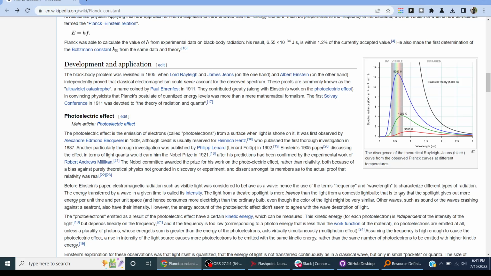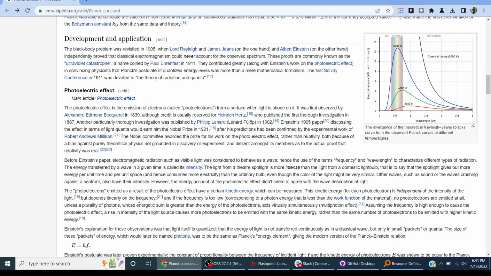That is to say that the spotlight gives out more energy per unit time, and hence consumes more electricity than the ordinary bulb, although the color of the light might be very similar. Other waves, such as sound or the waves crashing against the seafront, also have their intensity. However, the energy account of the photoelectric effect didn't seem to agree with the wave description of light.